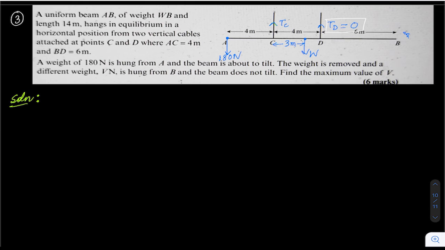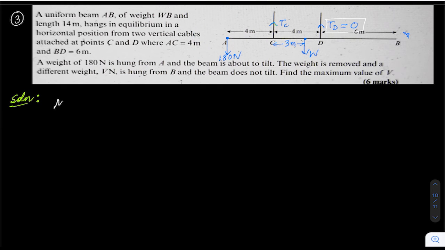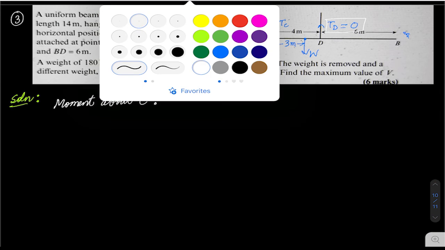Okay. Now, again, let's take moment about C, so that we don't have to find the tension. So moment about C will be 0, or we can say clockwise moment is equal to anti-clockwise moment. Now this moment will be nothing but anti-clockwise. So what's the value of this?